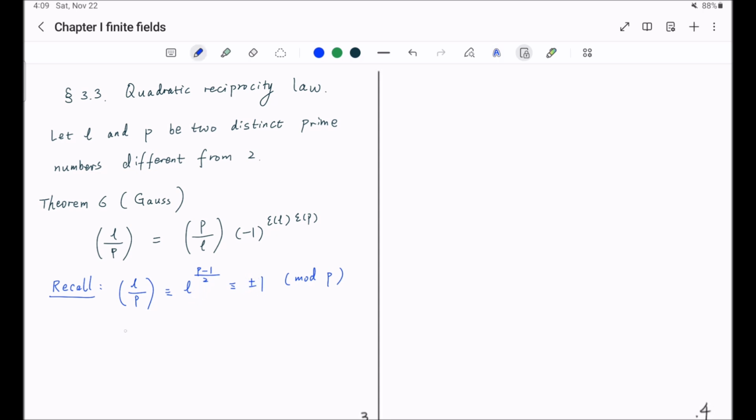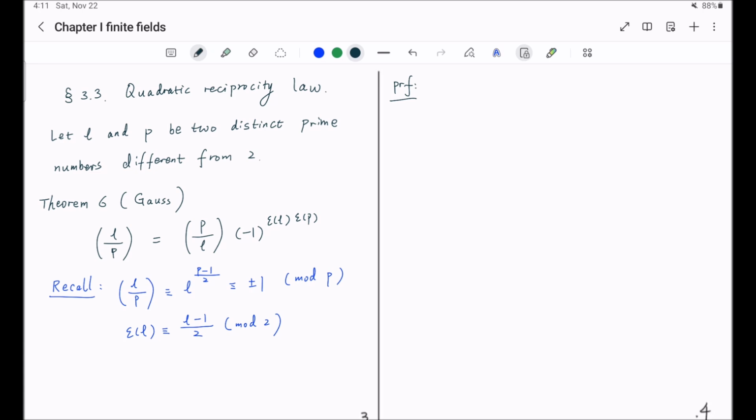And the notation epsilon of L is (L minus 1) divided by 2 modulo 2. Remember, this L is a prime number different from 2, so it is an odd number. So (L minus 1) divided by 2 is an integer. And similarly, you can recall the definition for the Legendre symbol P modulo L, as well as the definition for epsilon of P. And now let us prove this.